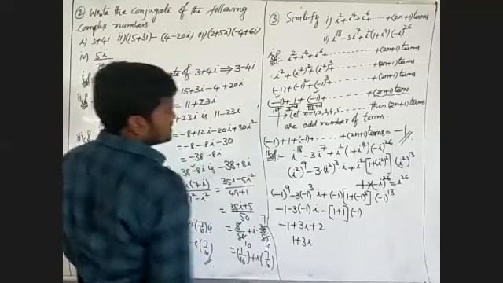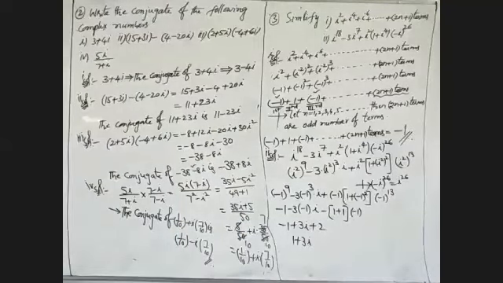This is the given complex number. We have to simplify this term. How to simplify it? The given complex number is 1 plus 3i.